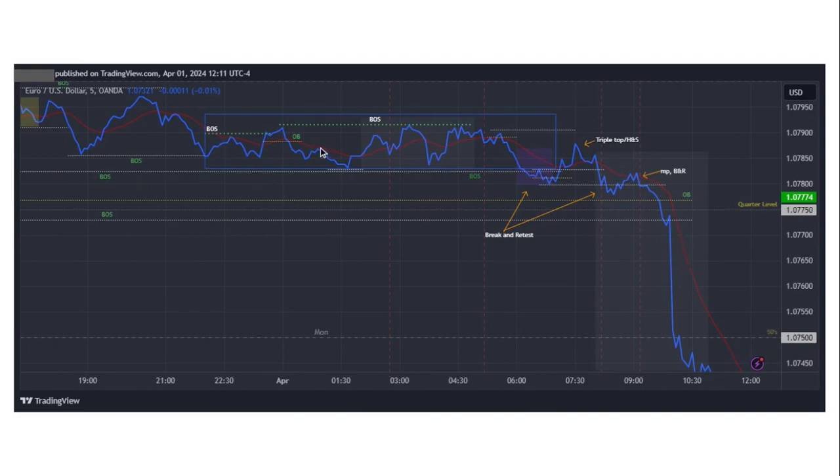You can also see that price did form a consolidation right here, broke out of the consolidation, retested it with the head and shoulders pattern, and then continued to go down, broke through this level, retested it again, and then continued to go down.